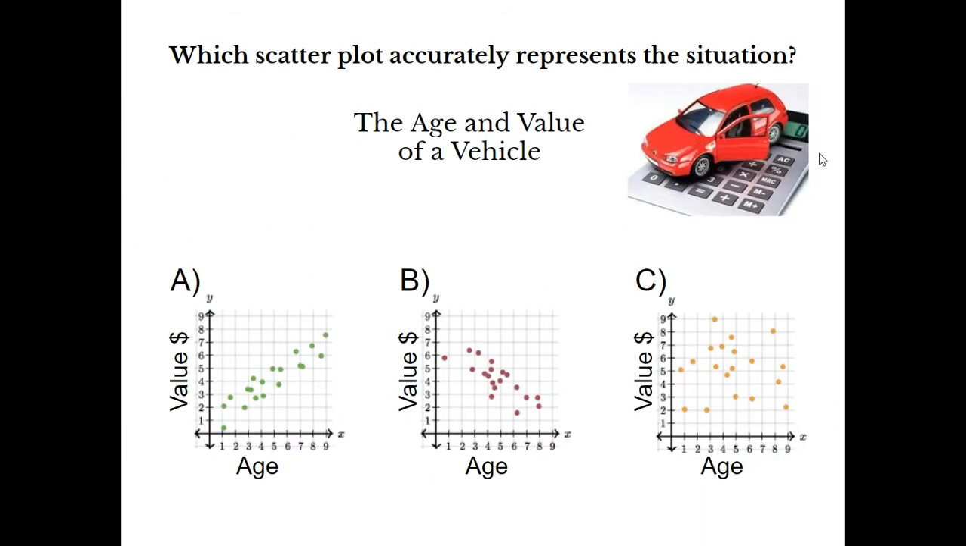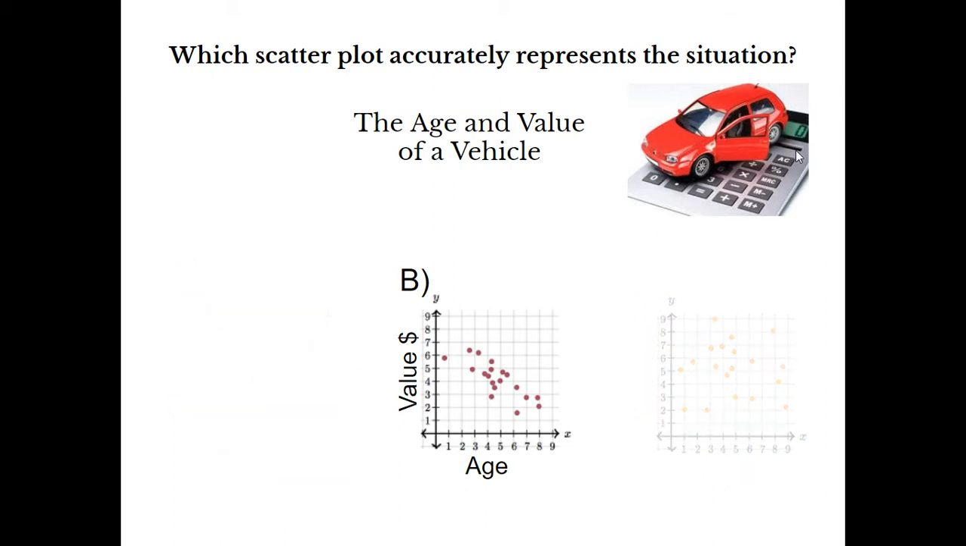Here I'm asking which scatter plot accurately represents the situation. We have the age and value of a vehicle. You can see on the x-axis we have age, and on the y is value. So read across the x-axis. As the age of the vehicle increases, what should happen to the value? Does it increase? Does it decrease? Or is there no relationship whatsoever?